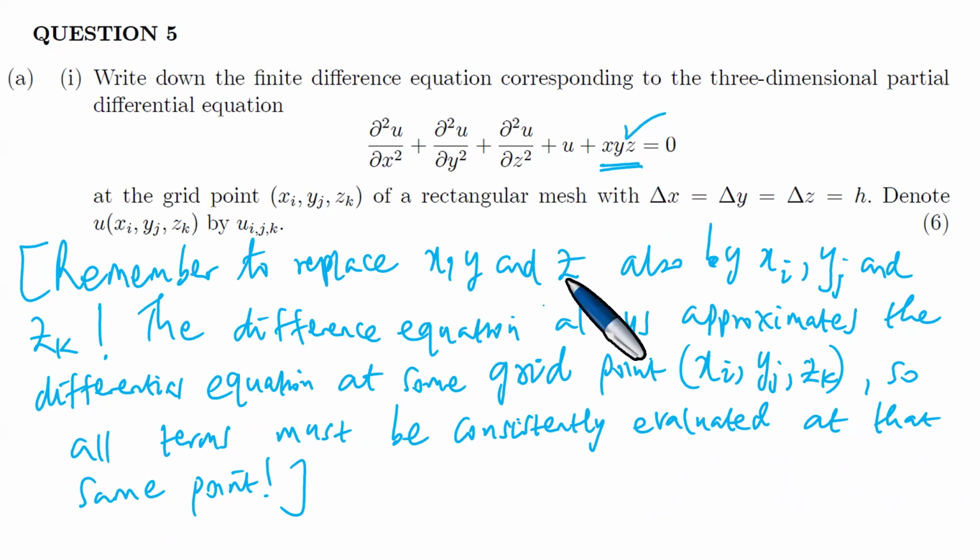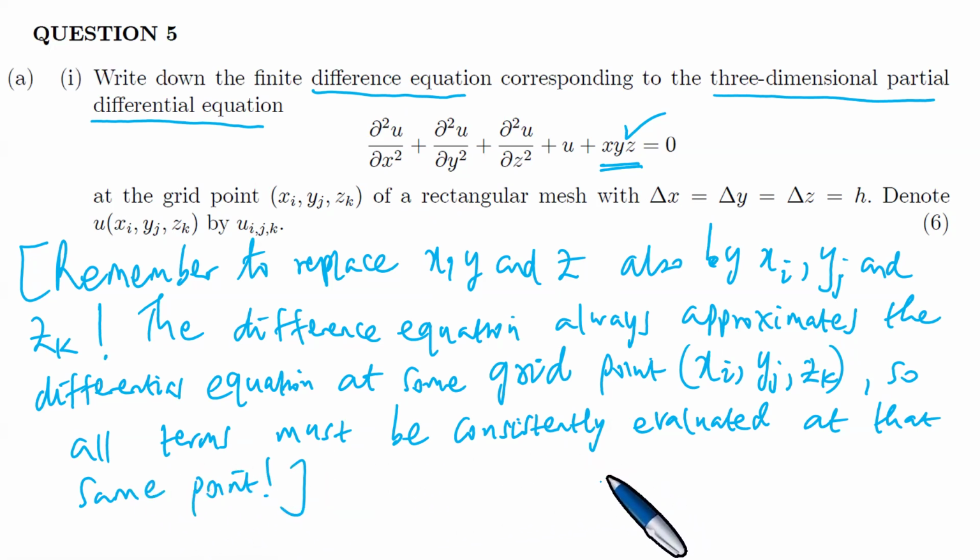Okay, remember to replace the x, y, z, which we have done, also by x_i, y_j, and z_k. The difference equation always approximates the differential equation, right? The difference equation which we have got just here, because we are to write down the difference equation that corresponds to the three-dimensional partial differential equation. We have written already the difference equation and we discussed it. But we are then saying the difference equation which we have written always approximates the differential equation at some grid point. We use the difference equation because it is nice and easy to manipulate. We use it to approximate the partial differential equation at some grid point. So all terms must be consistently evaluated at that same point. And we proceed to analyze this as follows.